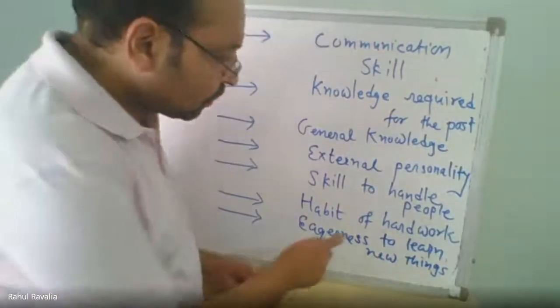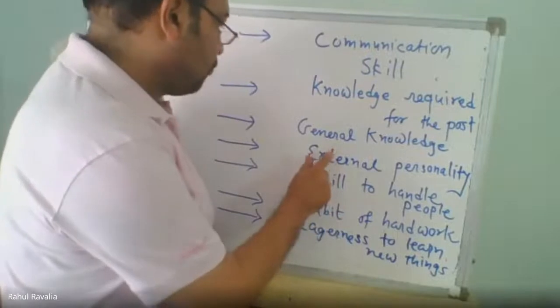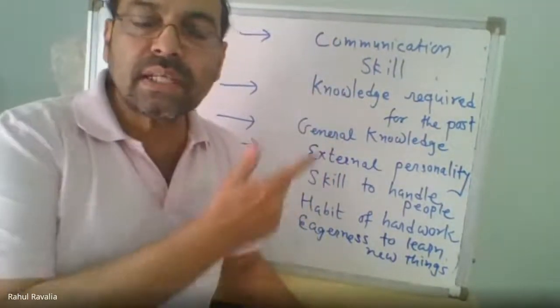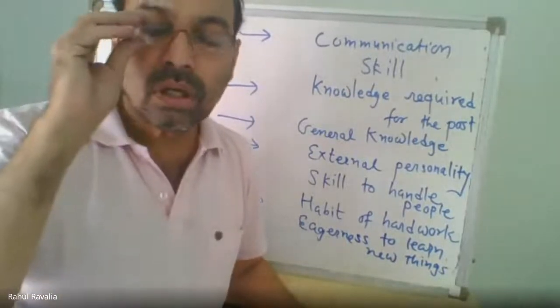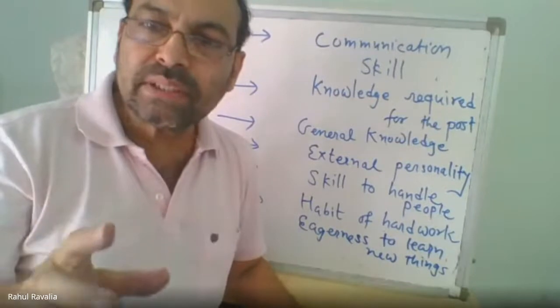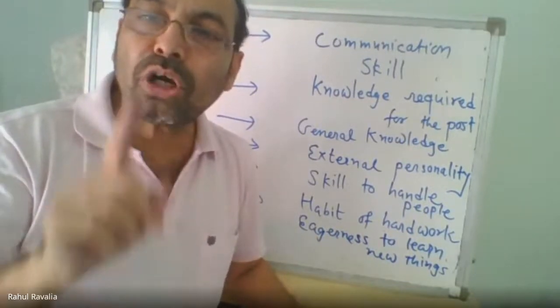Now, 1, 2, 3, 4, 5, 6, and 7. There are 7 things that I have written on the board. I give you 3 minutes. After 3 minutes, I will ask you your preference.